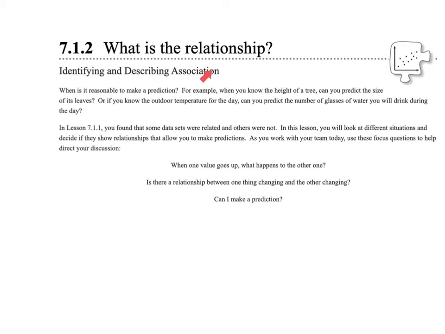Identifying and describing association. When is it reasonable to make a prediction? For example, when you know the height of a tree, can you predict the size of its leaves? Or if you know the outdoor temperature of the day, can you predict the number of glasses of water you will be drinking during the day? In 711, you found that some sets of data were related and others were not. In this lesson, you will look at different situations and decide if they show relationships that allow you to make predictions. As you work with your team today, use these focus questions to help direct your discussion.